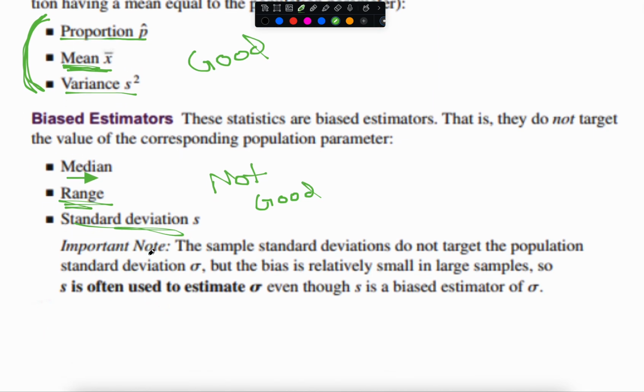So I'm going to read the important note. The sample standard deviations do not target the population standard deviation, but the bias is relatively small in large samples. So if we had a larger sample, we only had 3 numbers in our population, but if we have a large population and a large number of samples, we usually use standard deviation because the amount it's off by is relatively small. It's not as good as what variance would be in larger populations, but we usually are allowed to talk about the standard deviation at least, even though it is a biased estimator.